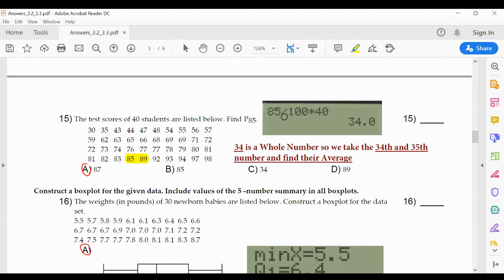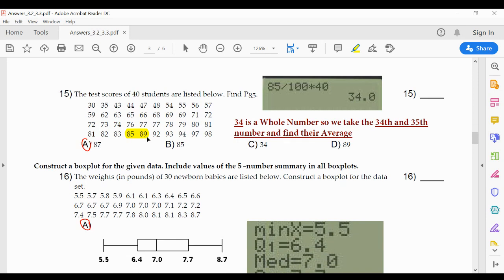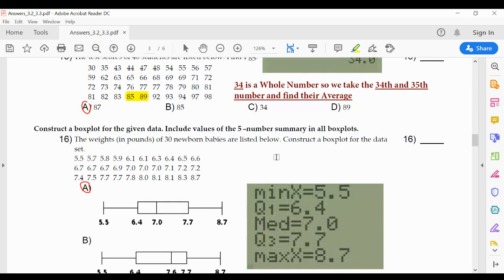P85. So you put 85 over 100, it's K over 100 times N, which is 40 in this case. Now what happens here, we do the calculation, you get a whole number. That flowchart said if you get a whole number, the location of your answer is in that location, averaged out with a number in the next, higher location. So since this is a whole number, I had to take the value in the 34th position, average it out with the value in the 35th position. So halfway between 87 and 89, the average would be 88. Add those two, divide by 2.